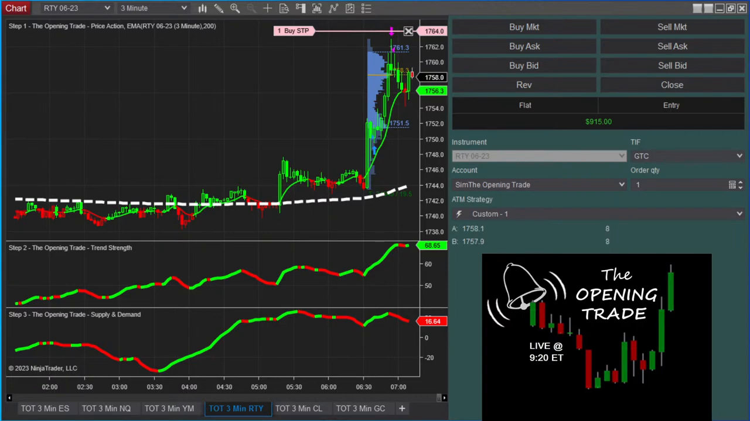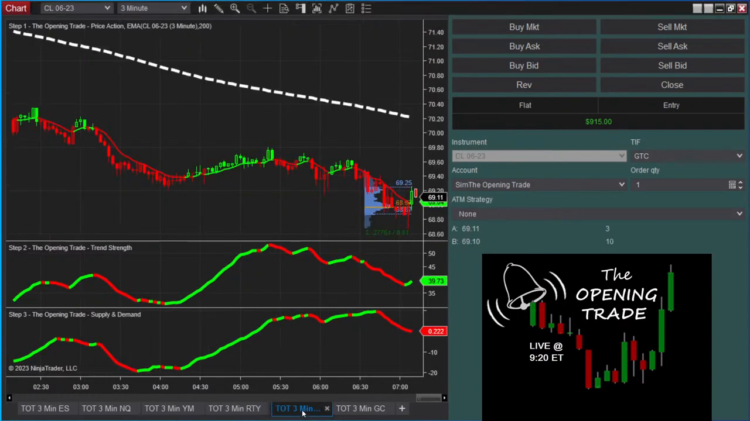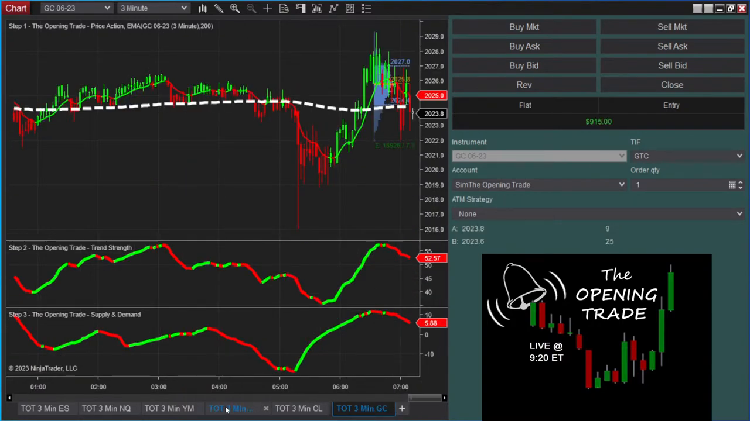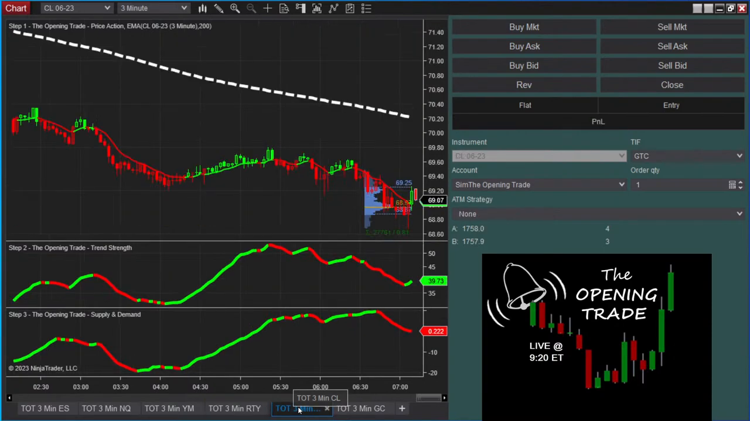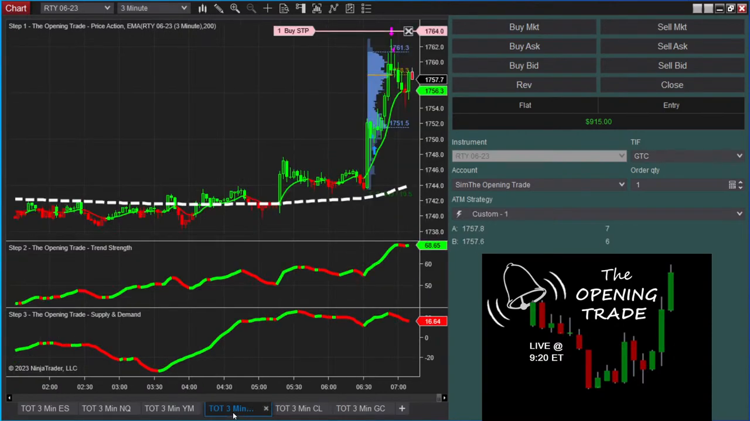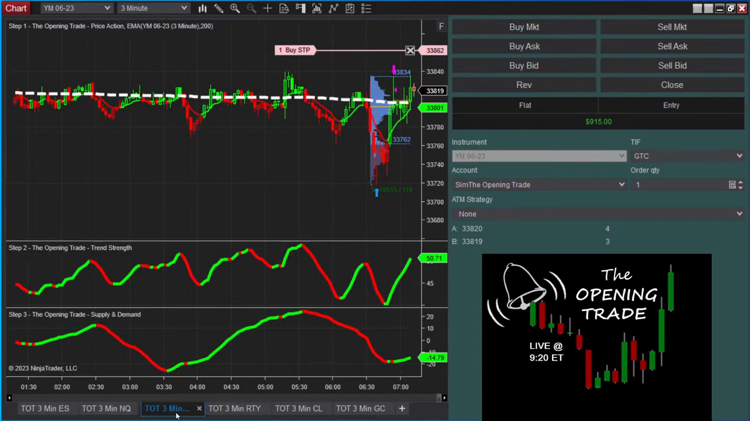Crude oil inventories will come out in 21 minutes. We see that crude oil is trying to make its way back to the 200 period EMA. Maybe that has something to do with the fact that the crude oil inventories are coming out in 21 less minutes. But, you know, potential.